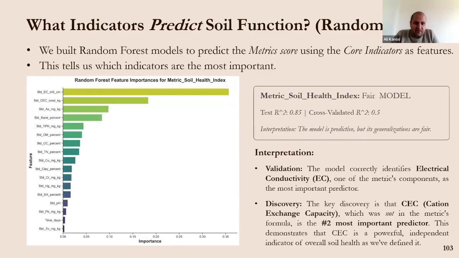Here we have an example for the soil health metric. We can see that we also have a strong model with 0.8 R square. However, the cross validation is not very strong, so we have a fair model in total. We can see, for example, electrical conductivity, so the salinity, cation exchange capacity, and, for example, sand. All these parameters are involved in the soil health metric.